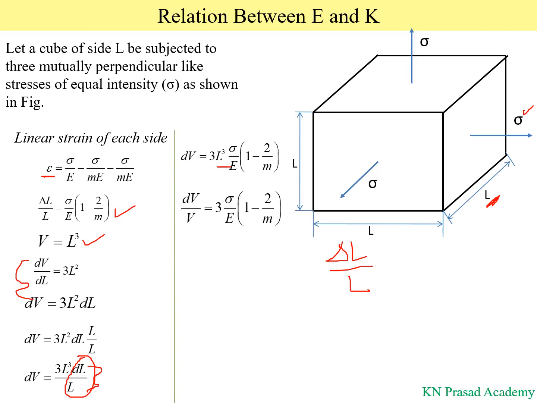So this will become 3V into sigma by E into 1 minus 2 by M. Then you have to bring this V here, then it will become dV by V equal to 3 into sigma by E into 1 minus 2 by M. So we know that the change in volume divided by original volume is equal to the volumetric strain, which we represent as epsilon V. So epsilon V equals 3 sigma by E into 1 minus 2 by M.